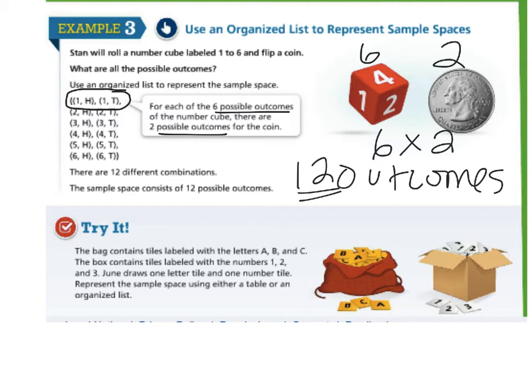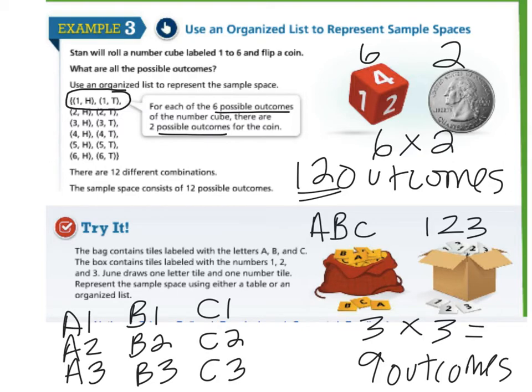Now I want you to complete the try it at the bottom of the page. Come back and view the video to see if you're right. Okay, so did you get those right? There are 9 possible outcomes, matching each letter with each of those numbered tiles. In this case, I made the organized list. You could have made a table like they did in example 2.